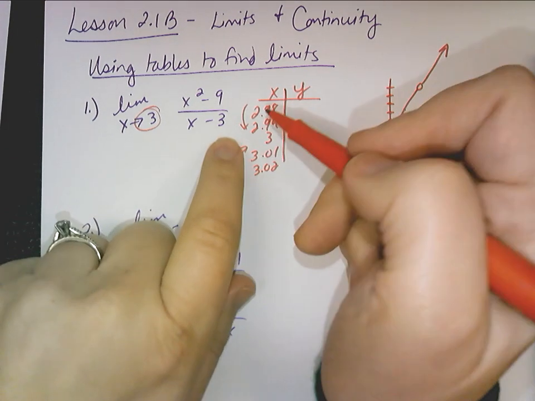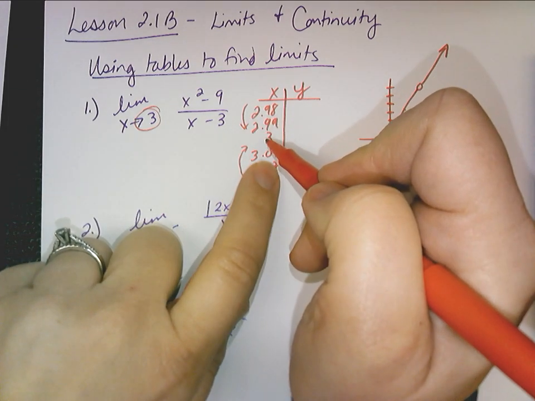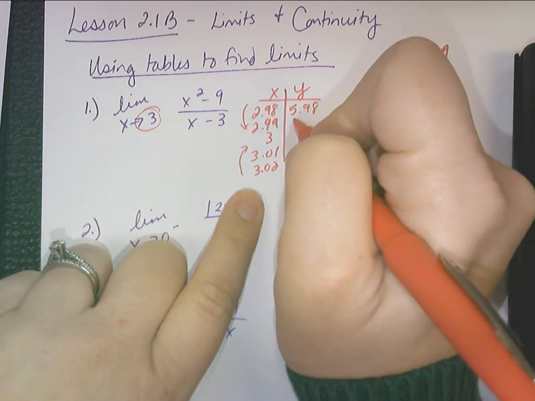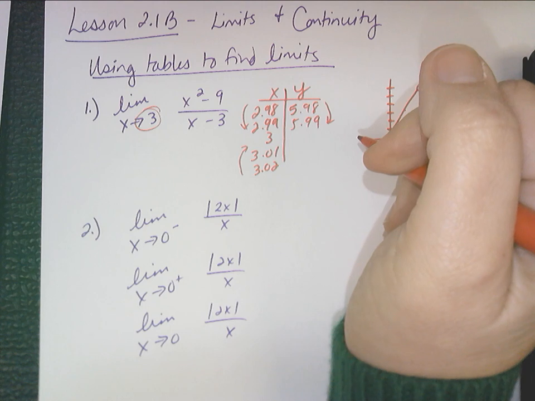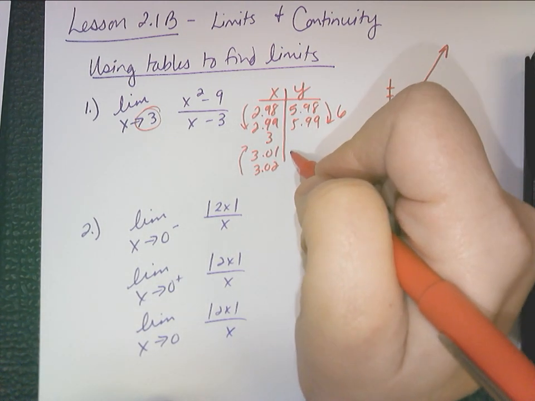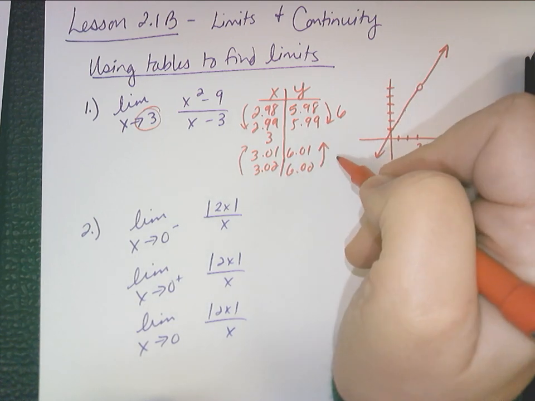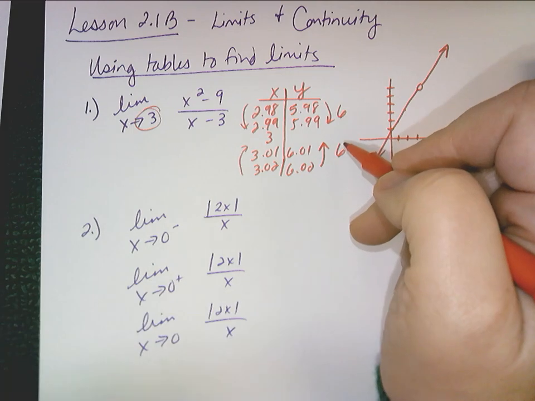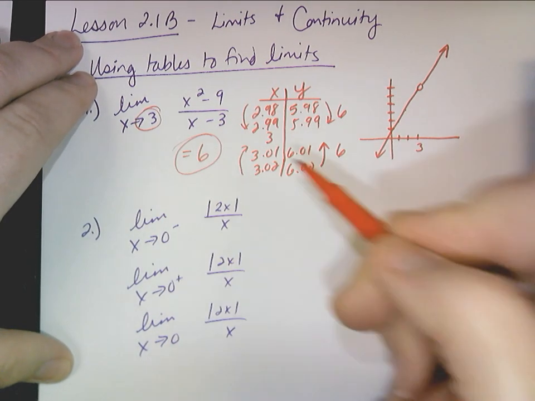So if I'm approaching at a very, very tiny increment 3 from the left, my data says I'm 5.98, 5.99. That looks like it's approaching what value? 6. Okay. And then this one obviously says error. This will be 6.01, 6.02. Same thing going this way. As long as these two are approaching the same number, that is your limit.